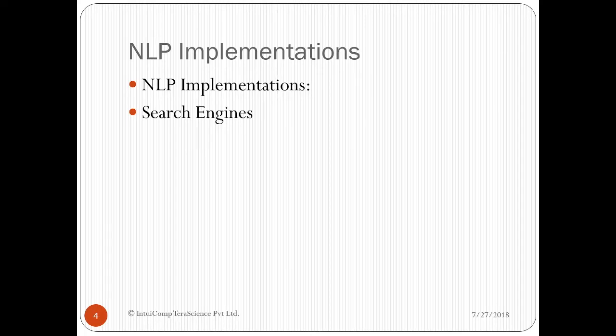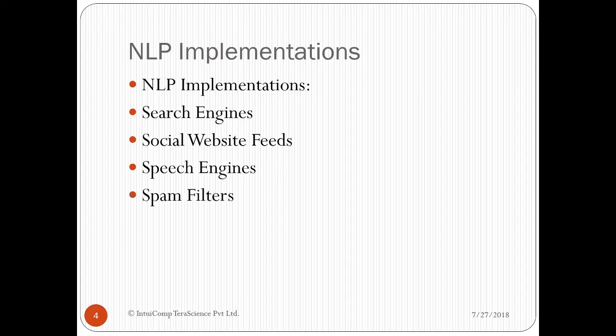Some successful implementations of NLP include search engines like Google and Yahoo. Google understands that you are a techie guy, so it shows you results related to that. Social website feeds, for example the Facebook newsfeed, understand your interests using NLP and show ads and posts related to those interests. Speech engines like Apple Siri and Google Assistant. Spam filters, for example email spam filters, understand what's inside the email content and see if it is spam or not.